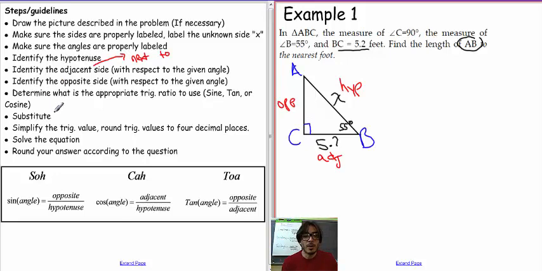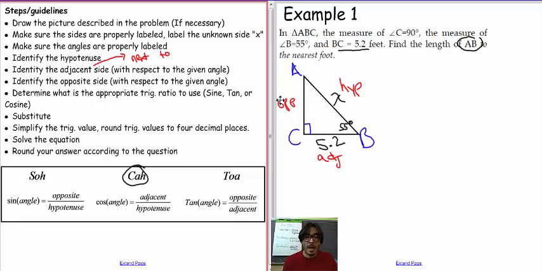Then it says determine what is the appropriate trig ratio. So we have an x for the hypotenuse and we have a 5.2 for the adjacent. And our opposite side is just blank, so we don't need our opposite side. So what we have is hypotenuse and adjacent. So we're going to use cosine. That's the most appropriate trig ratio to use here, cosine, because of that hypotenuse and adjacent. And since the opposite is blank, I'm not going to use the opposite side.